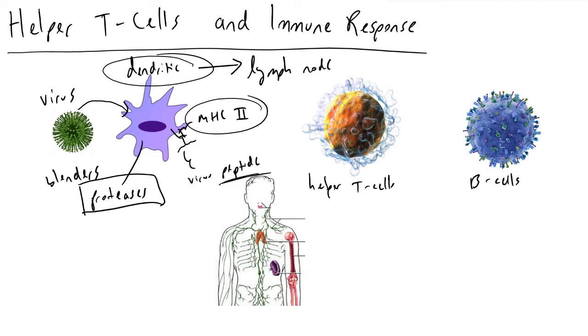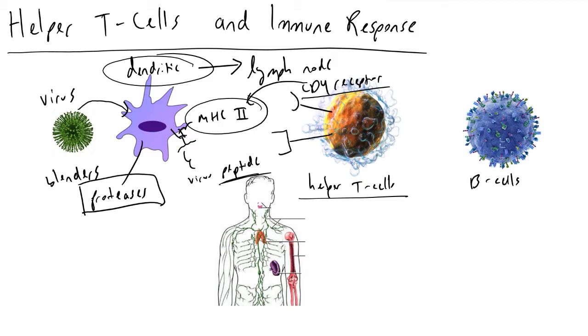The helper T cells within your lymph node are going to use their CD4 receptor. So I'll draw something like this. This is a CD4 receptor. And they will use this CD4 receptor to bind onto the MHC2 complex, the major histocompatibility 2 complex.